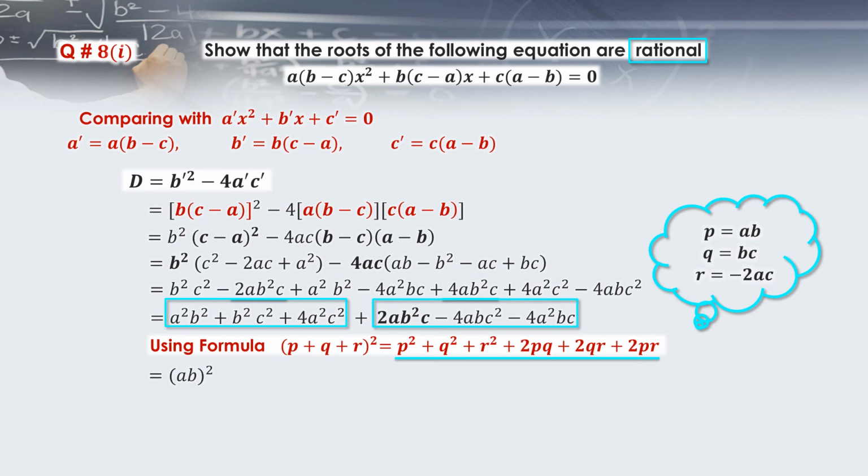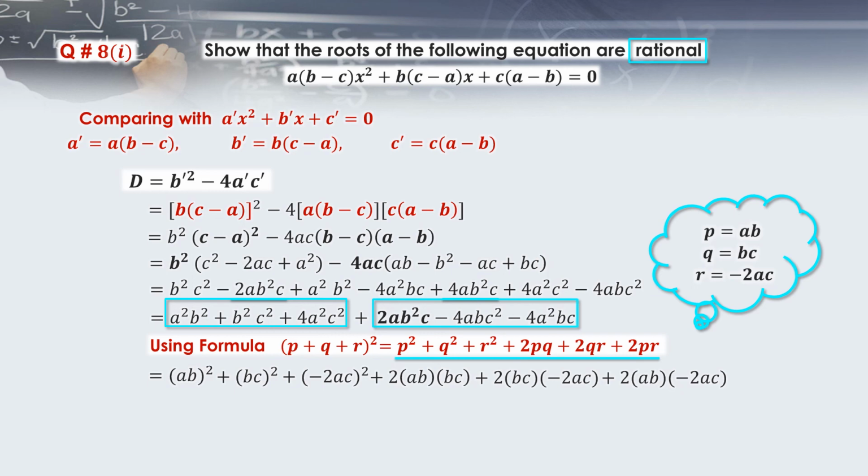Now substituting these values in the right hand side of the formula, we get the term p squared as the square of ab, the term q squared becomes the square of bc, r squared becomes the square of minus 2ac, the term 2pq becomes 2 times ab into bc, the term 2qr is 2 times bc into minus 2ac, and the term 2pr is 2 times ab into minus 2ac. You can verify it by expanding each product. It should give the same terms back.